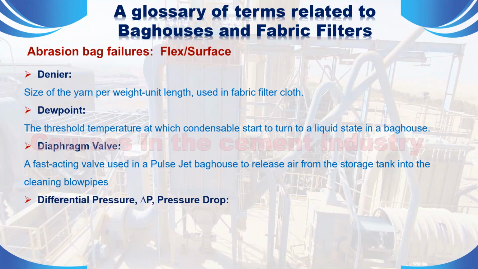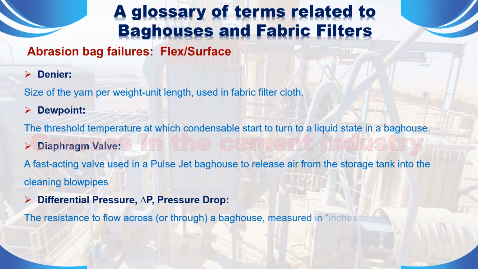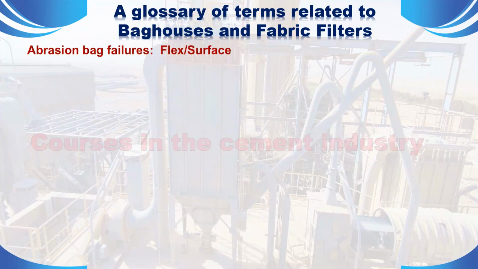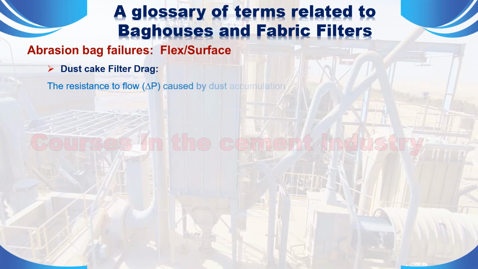16. Differential pressure, delta P, pressure drop. The resistance to flow across, or through, a baghouse, measured in inches of water column, in inches H2O. 17. Dust cake, filter drag. The resistance to flow, delta P, caused by dust accumulation on the bags, in inches H2O.